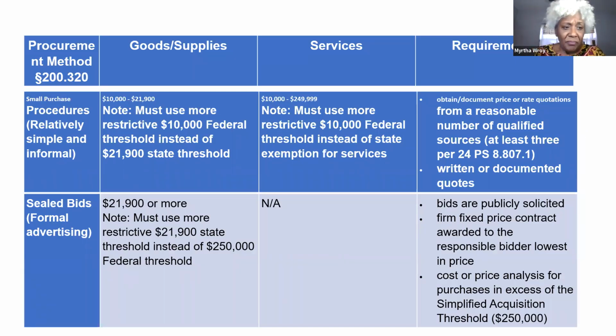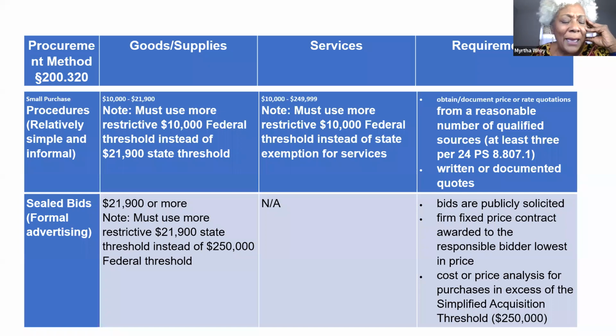So our next method of procurement is simple and informal bidding. This one is usually anything over $10,000, but your threshold is $21,000, why $21,900? But I think I saw $25,000 since COVID. I have to search for a new slide. And so here you have, for goods and services, we're going to do this line first.